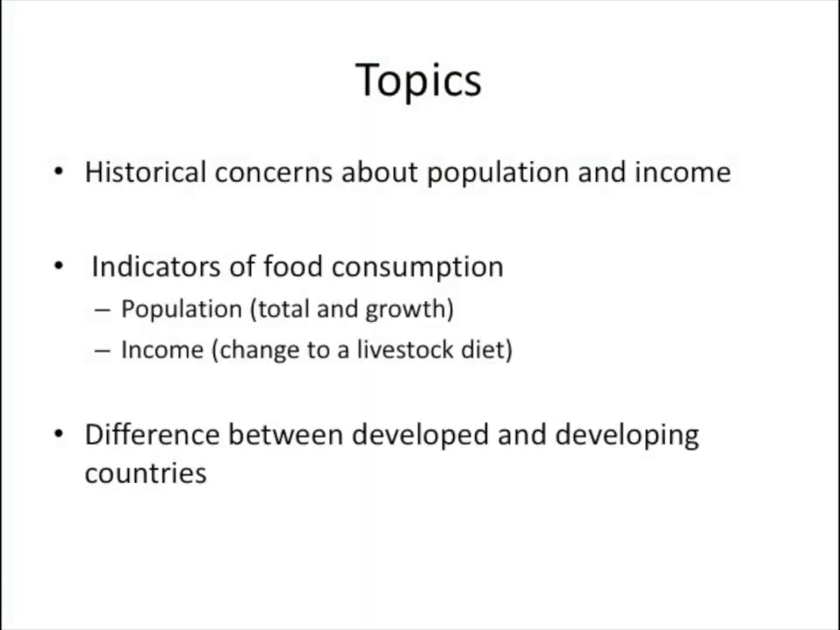We are going to cover three topics in this module. The first is historical concerns about population and income. Second, indicators or factors that impact food consumption, and those are population and income. And then finally, differences between developed and undeveloped countries.